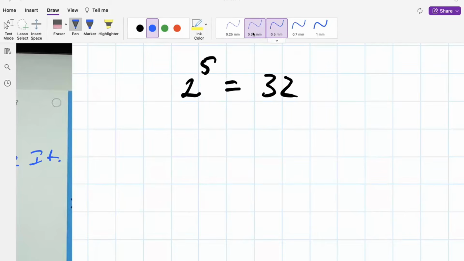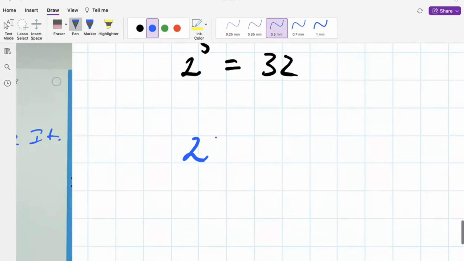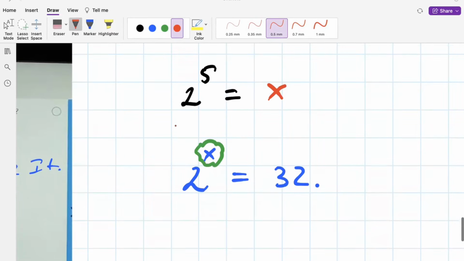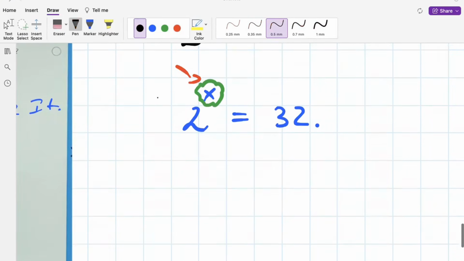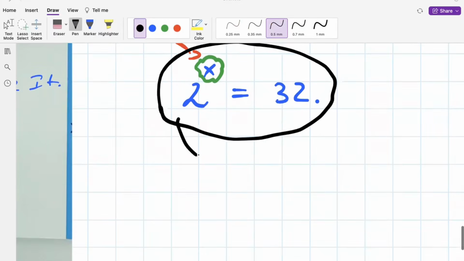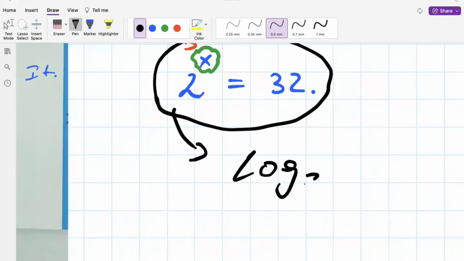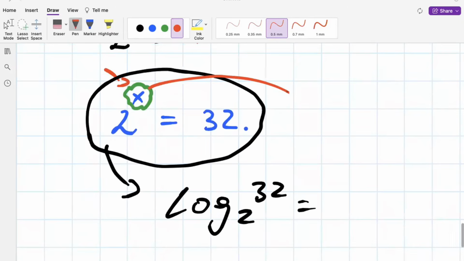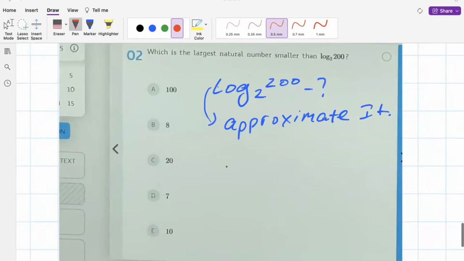But what if you have this type of equation: 2 to which power should I raise in order to get 32? In this case, you see that the unknown now is the exponent. Previously the unknown was the result, but now the unknown is the exponent. So another way to rewrite this is logarithm base 2 of 32 equals x. Now this x is the answer, and the answer of a logarithm is an exponent. And here they're asking us: 2 to which power should I raise in order to get 200?